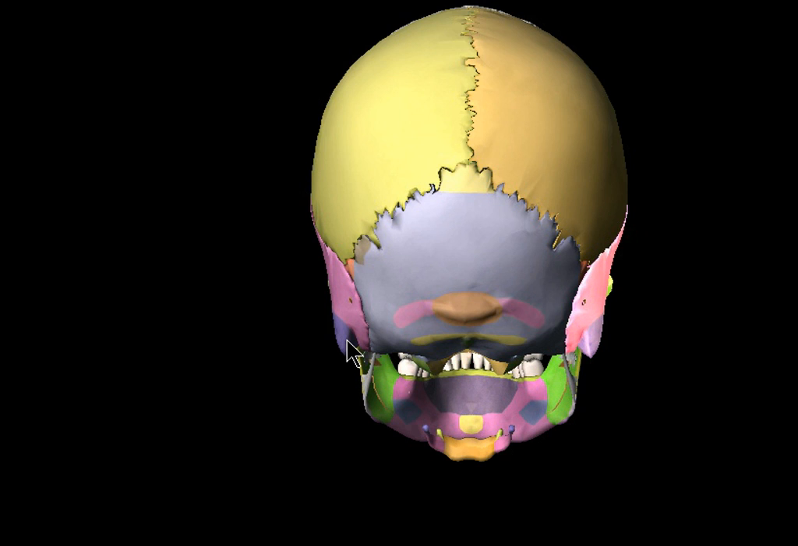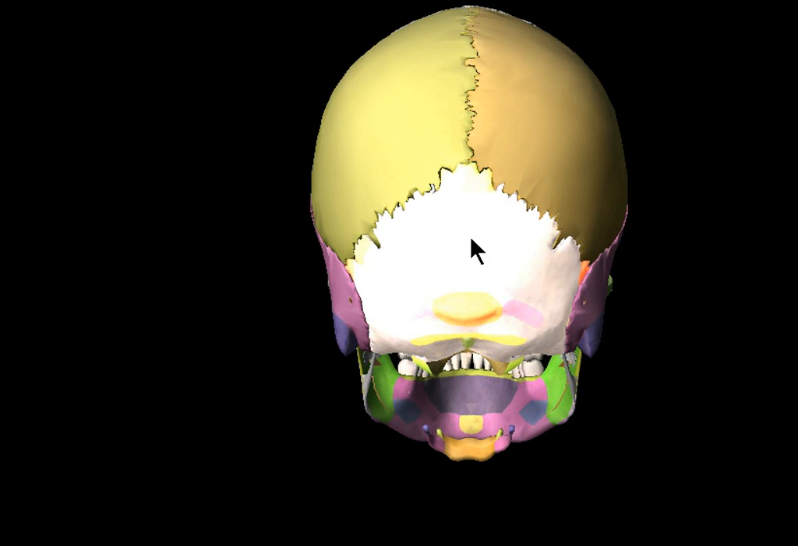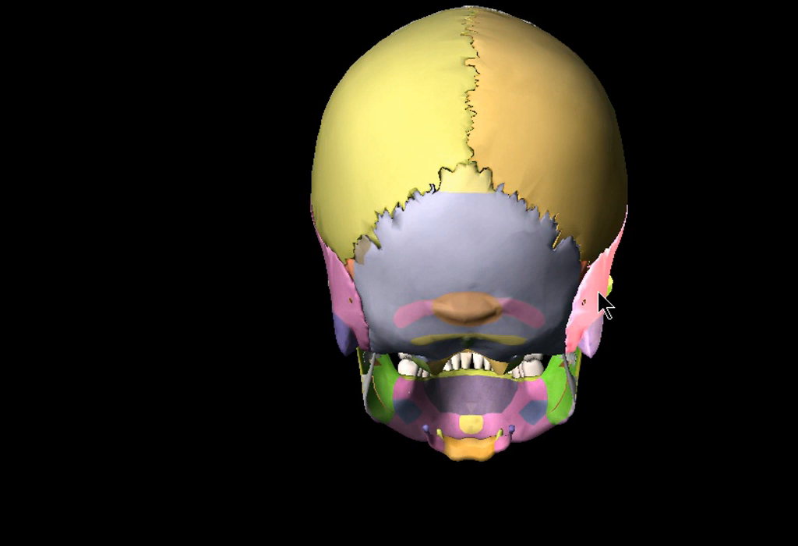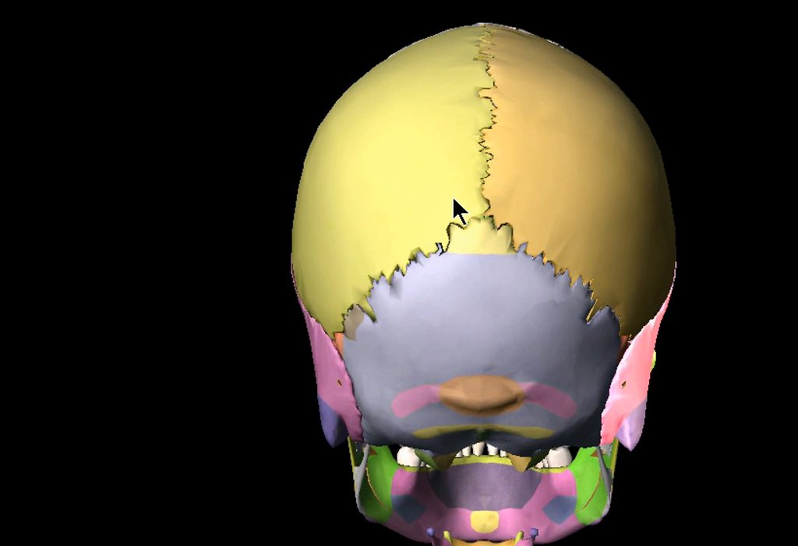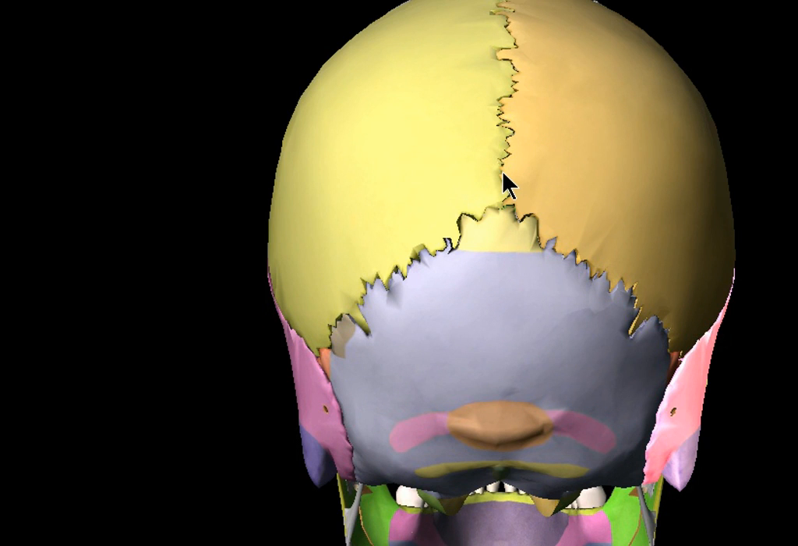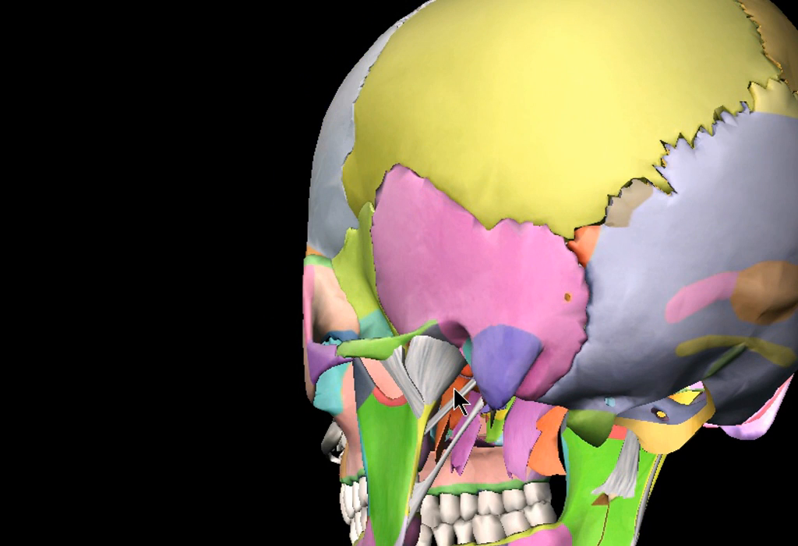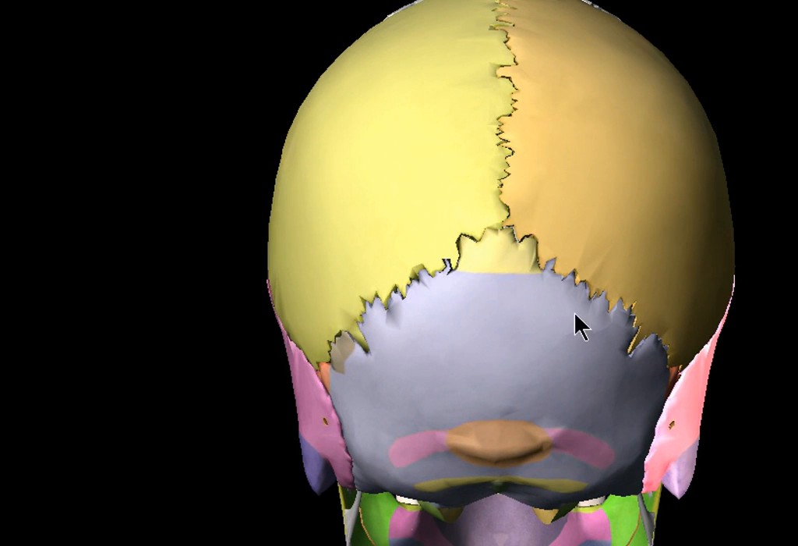So the bones which we see in the occipital view are the two parietal bones, a single occipital bone, the temporal bone, or more precisely the squamous part of the temporal bone, and the mastoid process of the temporal bone. And of course these bones are united by sutures. The sutures that we can see are the posterior part of the sagittal suture, the lambdoid suture, and the occipitomastoid suture which unites these different bones. And we can see the lambda, which is the point of intersection between the sagittal suture and the lambdoid suture.